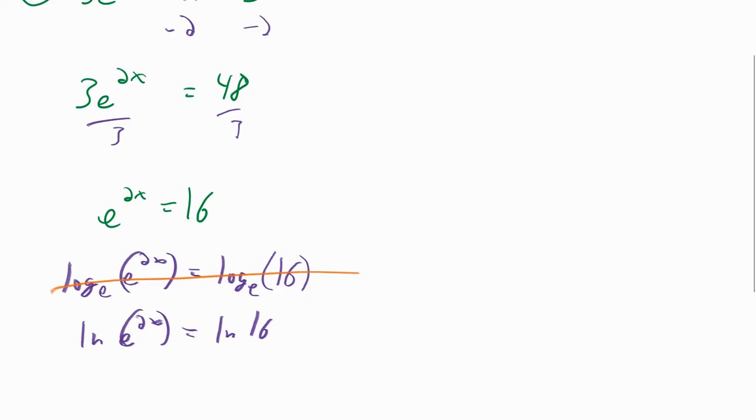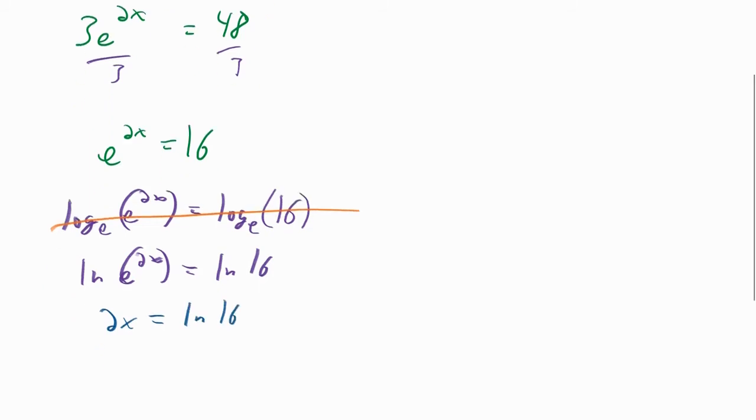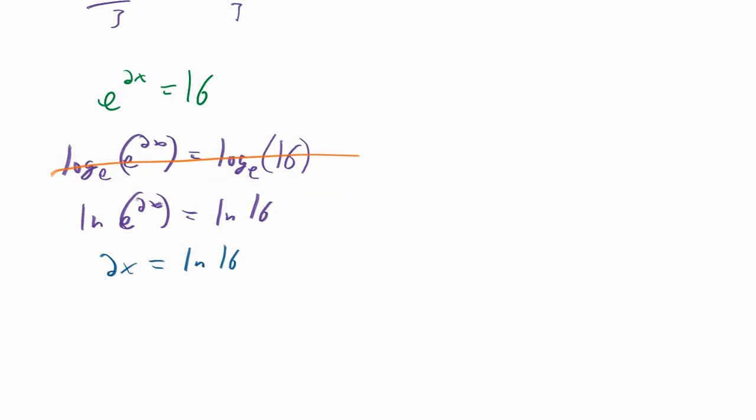On the left side of this equation now, the natural log of e to the 2x is just 2x. That's the undoing part. So you have 2x is equal to the natural log of 16. We can get a little bit clever with this, but let's get x by itself first. I get x is equal to the natural log of 16 over 2. But let's get a little clever.